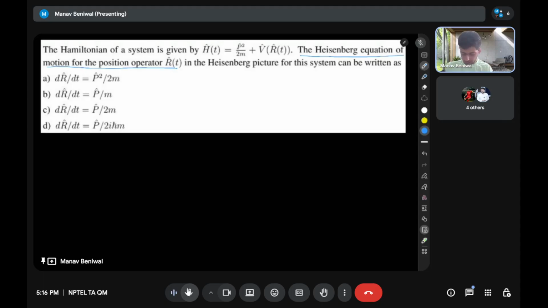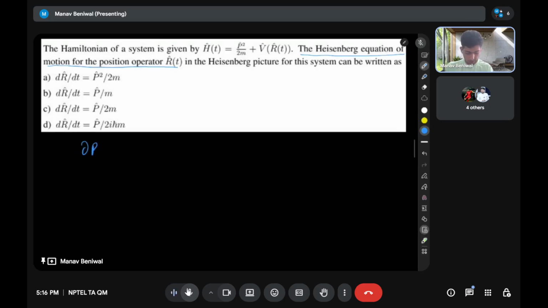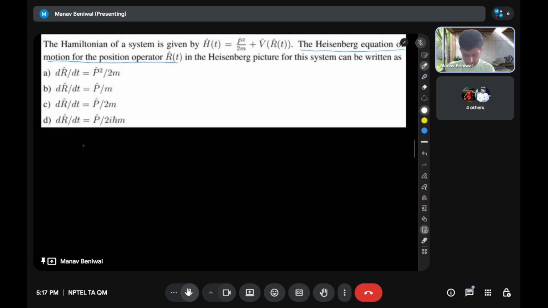So what is the general equation? Okay, first thing that we should note is that the partial derivative of r, which would depend on time, is 0. There is no such term. So then we know that we can write the equation of motion like this.